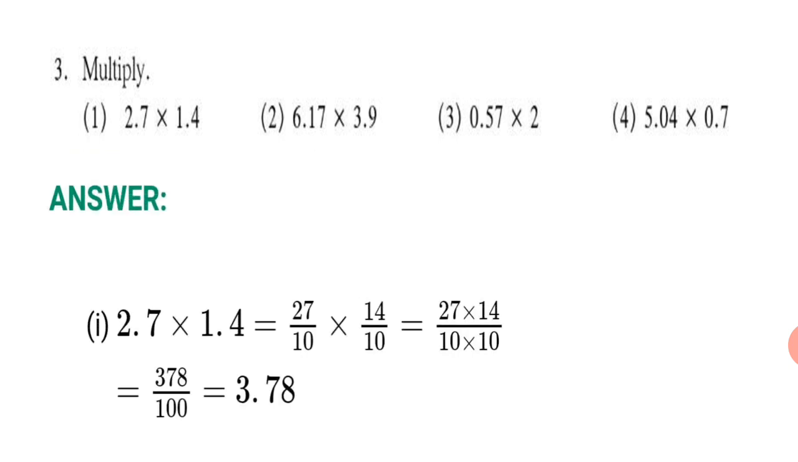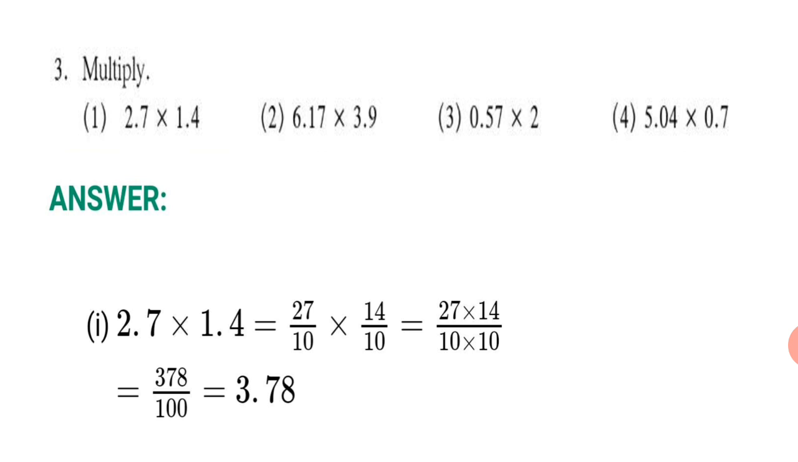2.7 into 1.4 is equal to 27 upon 10, converting it into a common fraction, into 14 upon 10. 27 into 14 upon 10 into 10 is equal to 378 upon 100. This multiplication part you should do in rough. 378 upon 100, 2 zeros. So counting from right 2 digits, we put a point. So final answer 3.78. So it's very simple. First convert into common fraction, multiply, then again convert into a decimal fraction.